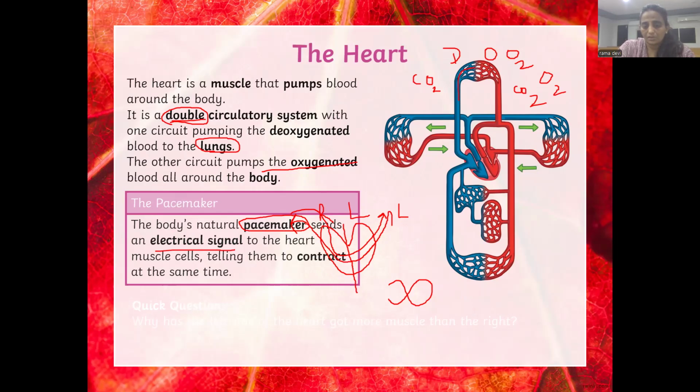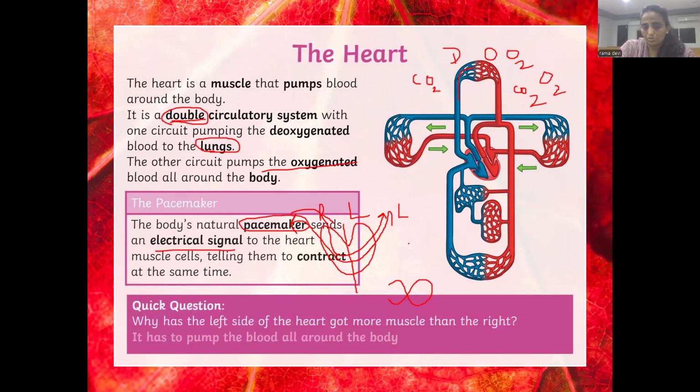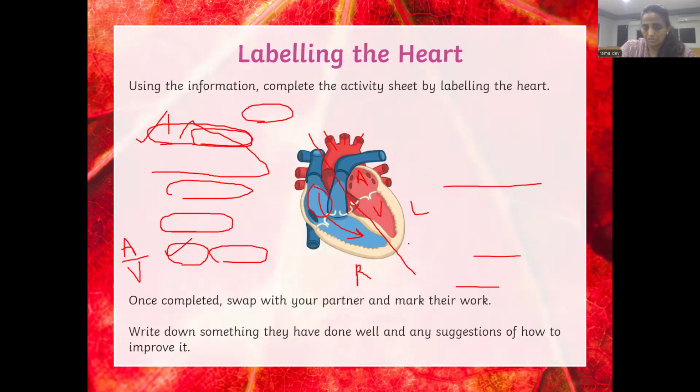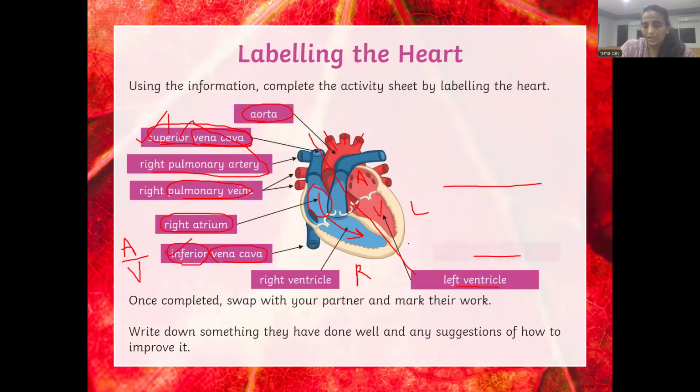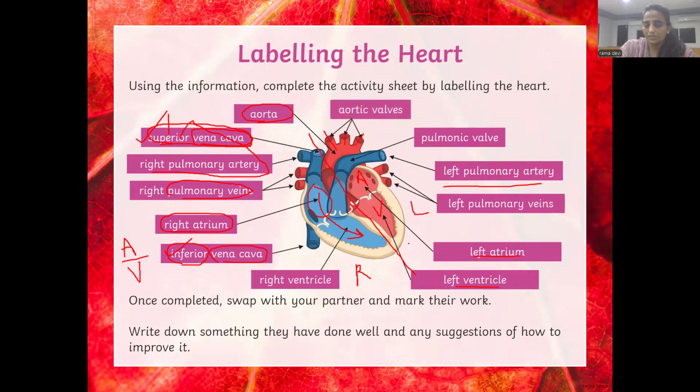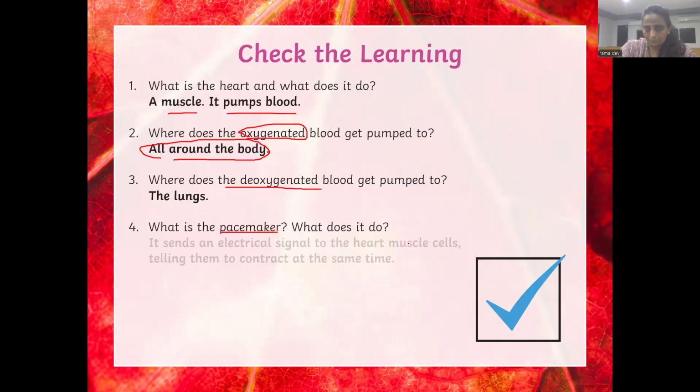So the pacemaker of the heart, what is pacemaker? It's the place where electrical signals are sent to the muscles of the heart so that they contract and relax. When they contract, they release the blood, and when they relax, they are filled with the blood. So we use two terms for this also, diastole and systole. Diastole is the relaxation and systole is the contraction.